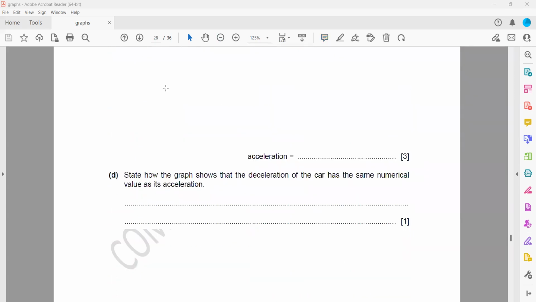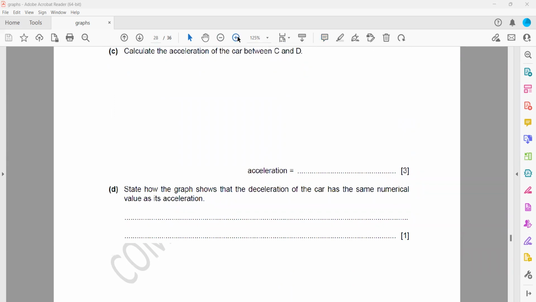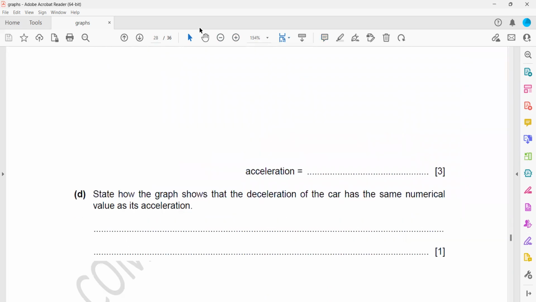How does the graph show that acceleration and deceleration have the same numerical value? If acceleration and deceleration are the same, the simple idea is that they will have the same gradient or angle. If two lines have the same gradient or angle, it means they will have the same acceleration for a speed-time graph.